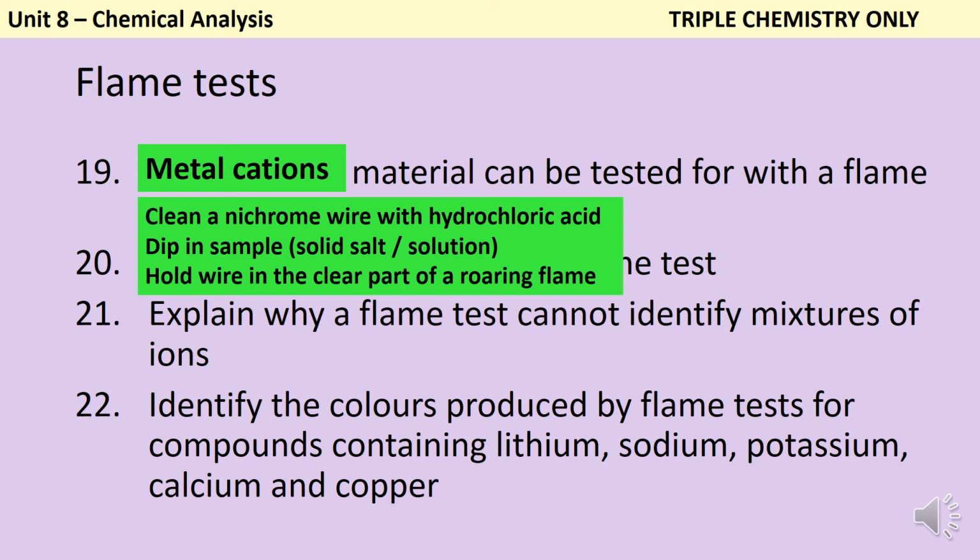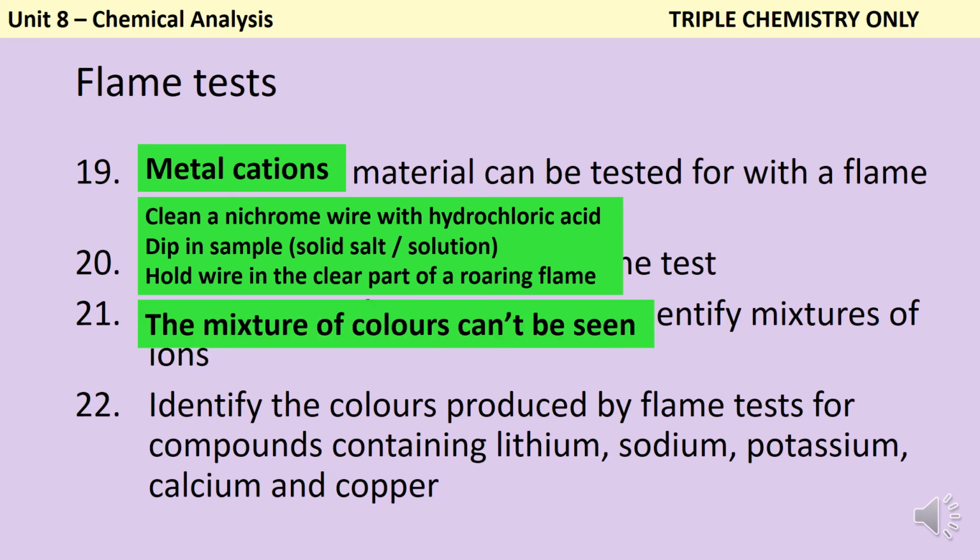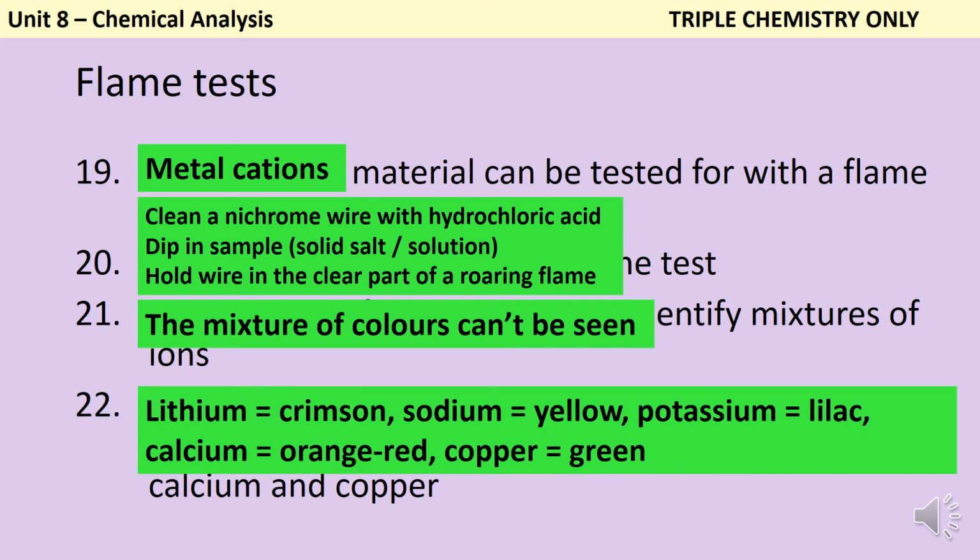A flame test can't be used to identify a mixture of ions because you won't be able to see the two colours. Say if you have a very bright pink crimson for lithium and a pale lilac purple for potassium, you'll just see the lithium colour, you won't see the potassium as well. Lithium ions produce a crimson flame, sodium ions produce a yellow flame, potassium ions produce a lilac flame, calcium ions produce an orange-red or brick-red flame, and copper ions produce a green flame.